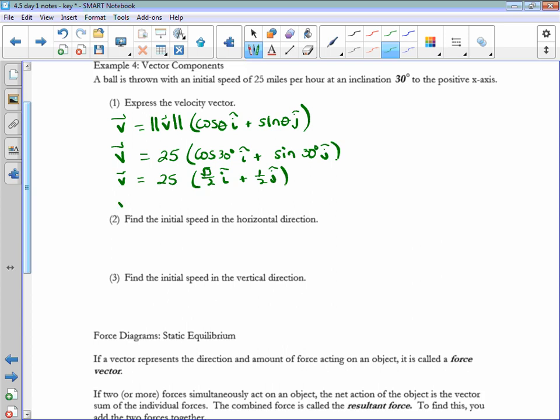So there's two ways you can write your answer here. I can do 25 root 3 over 2 i plus 25 over 2 j. Or I would also gladly accept the component form here, 25 root 3 over 2, 25 over 2.